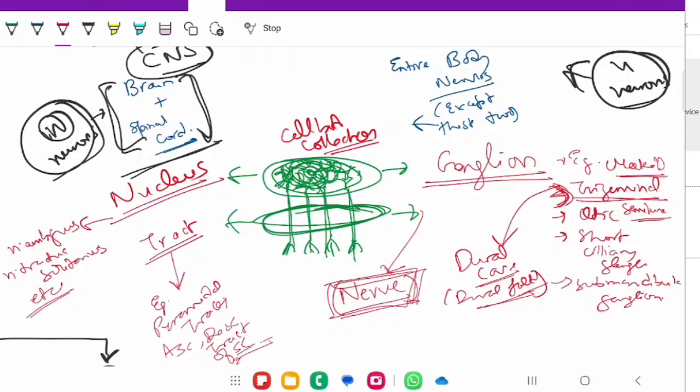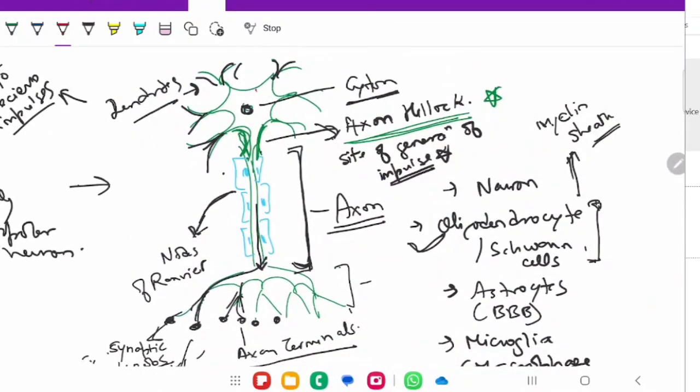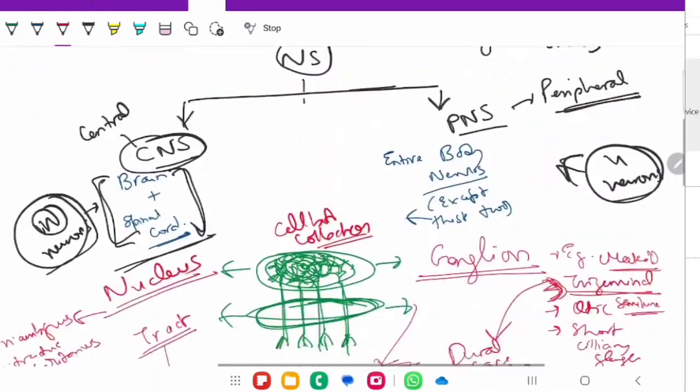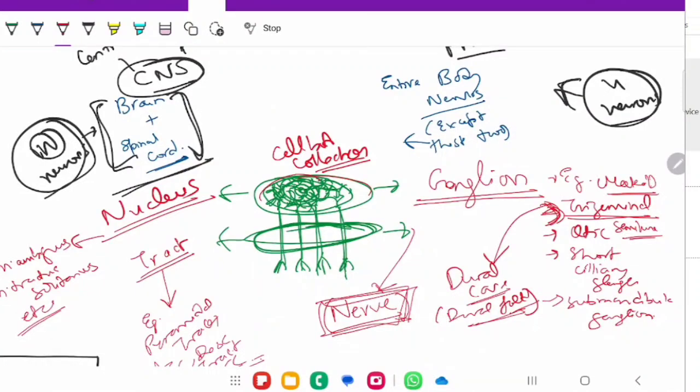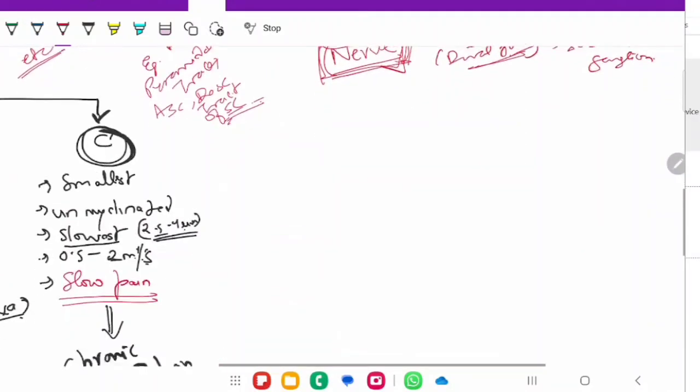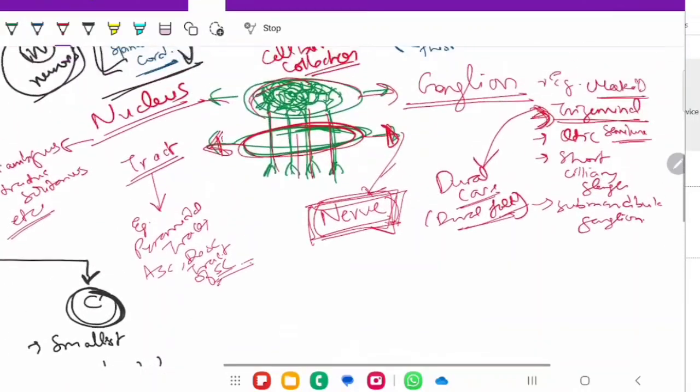We'll revise it again. This is a cyton. So many cytons together, a collection of cell bodies, in brain and spinal cord will be called a nucleus. Outside brain and spinal cord they will be called a ganglion. From those cytons there will be axons coming out as well. That collection of axons inside the brain and spinal cord will be called a tract, whereas outside brain and spinal cord they will be known as a nerve, which is the most famous name. I hope this much is clear.